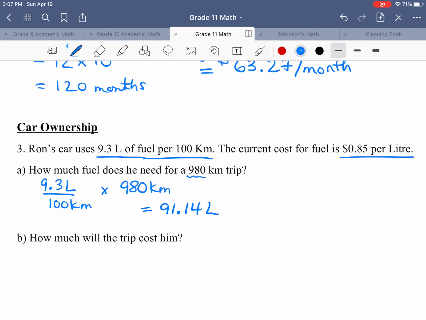Part B, how much will the trip cost him? We know how many liters we are going to be using on the trip, and we know the cost per liter, so we multiply those two together. This gives us approximately $77.47. Again, remember that money should always be rounded to 2 decimal places.